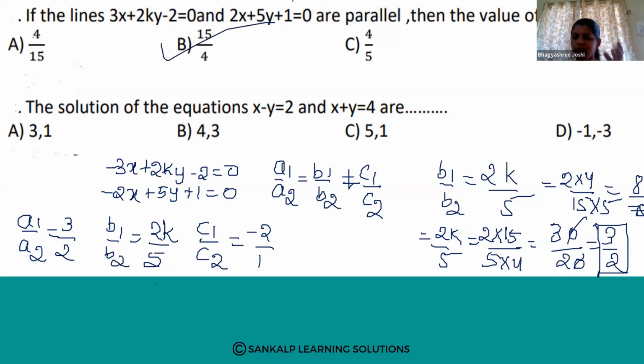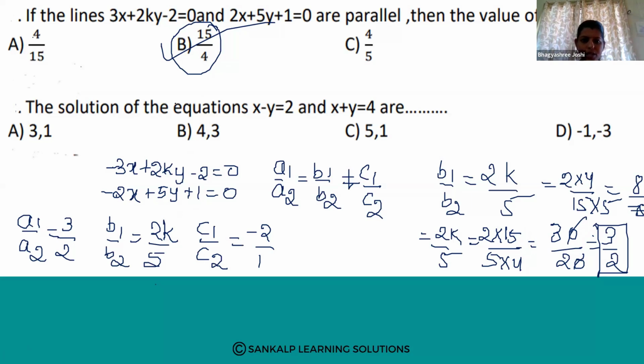If you want to check other options, then you can check. So you will not get 3 by 2. In this option only, you will get 3 by 2. Therefore, option B is right. Okay. Yes. So k value is 15 divided by 4. 15 into 2 is 30. 5 into 4 is 20. Right? 0, 0 will get cancelled. You will get 3 divided by 2. Right? Next. The solutions, if you want, you can take down.